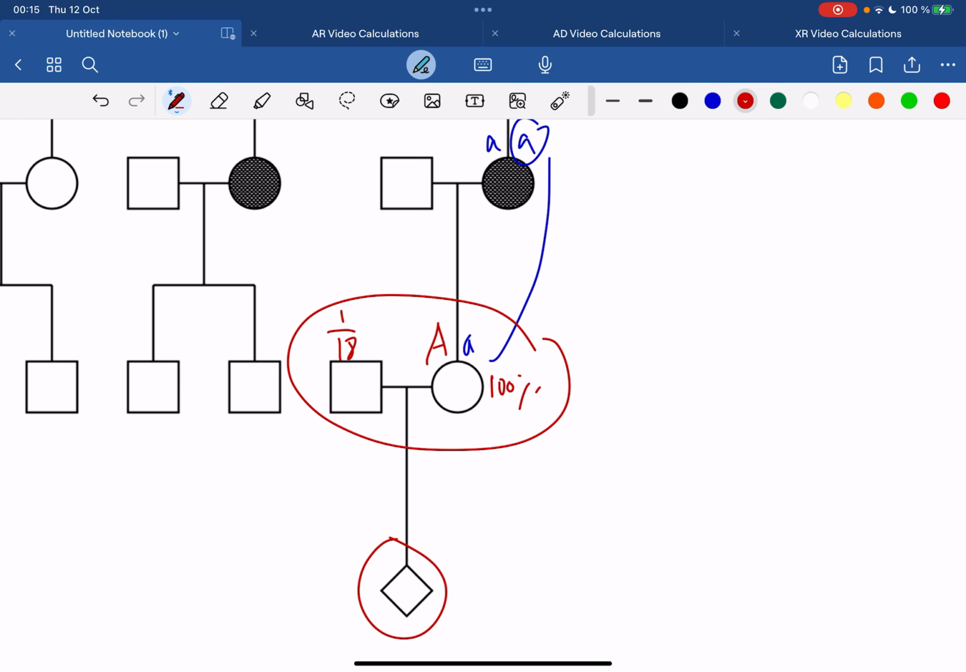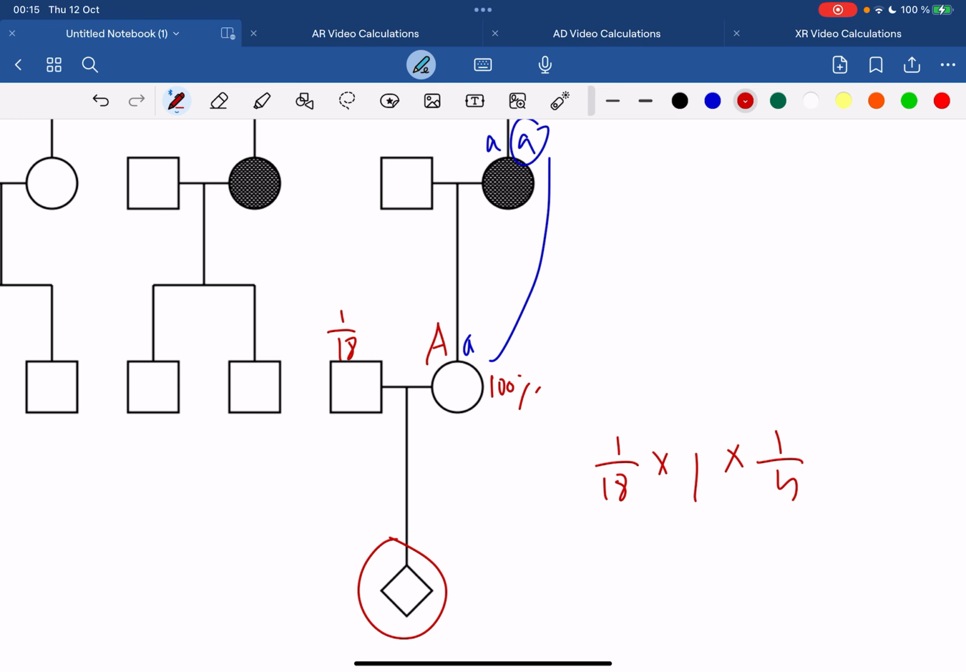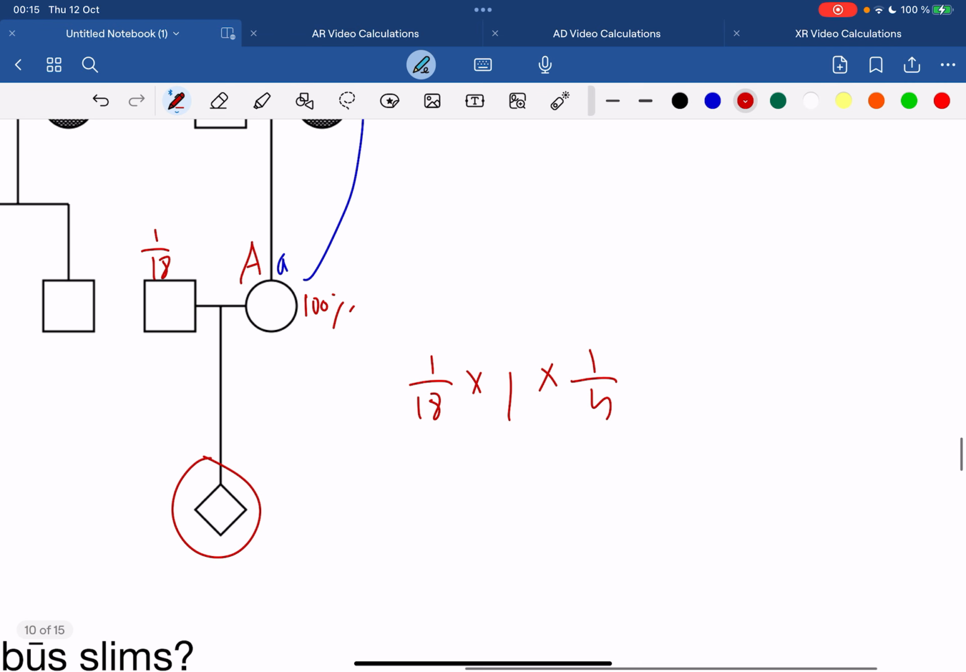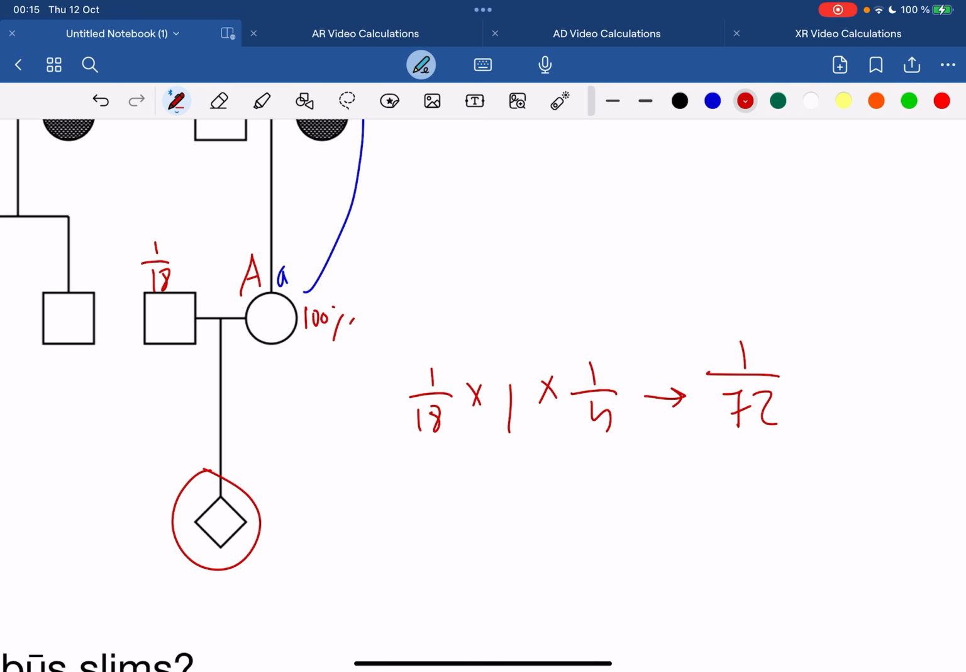Now we take the parents' chance of being carriers times the chance for the child to inherit it or be affected. That is 1 out of 18 times 1 times 1 out of 4. Why 1 out of 4? Because that is the chance for a child to be affected. Please draw a Punnett square if you're confused. This will be equal to 1 in 72.